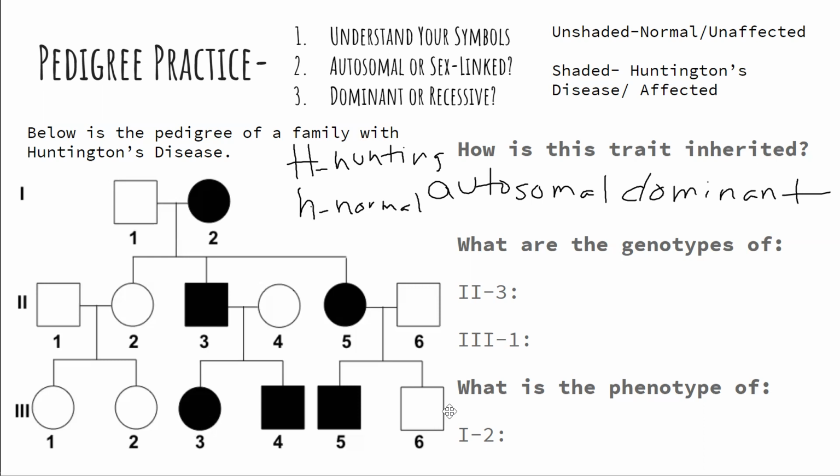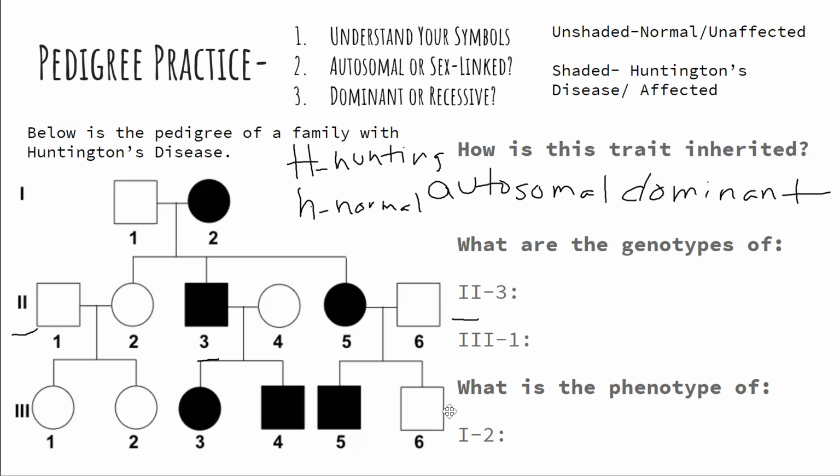So let's figure out some of the genotypes. How do we read this? 2, 3. This means that we are looking at generation 2. So here we go, generation 2, individual 3. Here's individual 3. So generation 2, individual 3, look at that. He's an affected male. He's an affected individual. So what are his 2 possible genotypes?